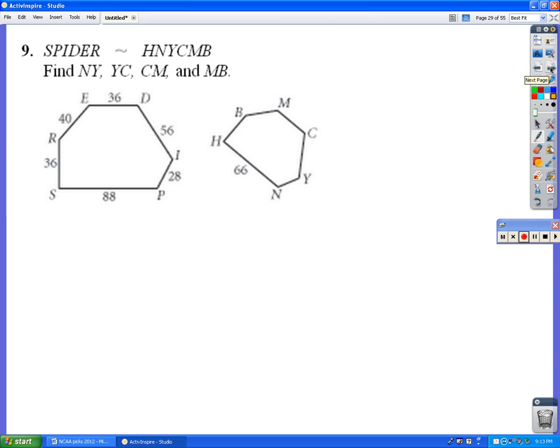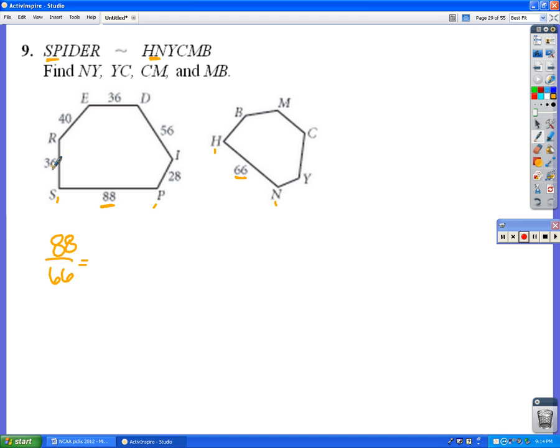Okay, now again they tell us that these 2 shapes are similar, and they're trying to trick us this time by rotating the shape a little bit. Ooh, how do we figure out what goes with what? Well, this side here goes with that one because SP are the first 2 letters in SPIDER, and HN are the first 2 letters in HONEYCOMB. So those 2 sides go together, so my ratio of all these sides is going to be 88 over 66.